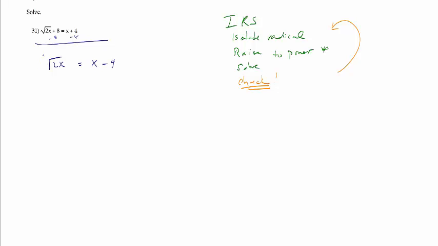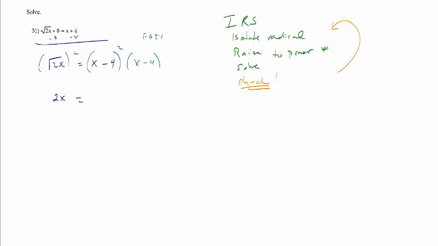Now I need to raise each side to a power. Since it's a square root, I'm going to square it. Because now I have the square root squared, those undo each other. I just get 2x on the left-hand side. And then how about over on the right-hand side? Don't forget to FOIL. You've got to FOIL that out.